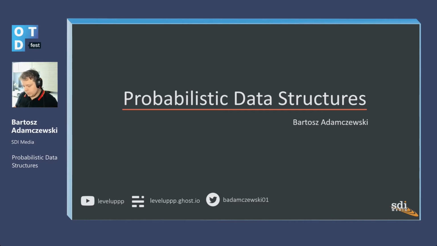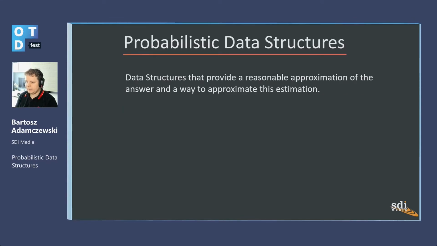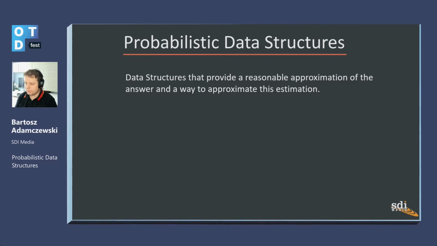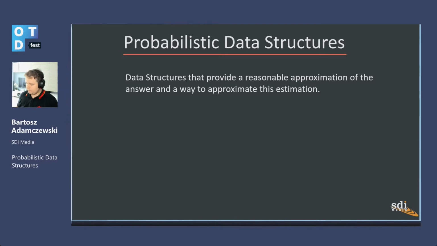Okay. So the topic of my presentation is probabilistic data structures, and in order to be able to even explain and go with the presentation forward, we have to explain what probabilistic data structures are. So in a way, they provide a reasonable approximation of an answer, and a way to approximate that answer as well. So that's a very vague sort of description, but it's the best one we got so far.